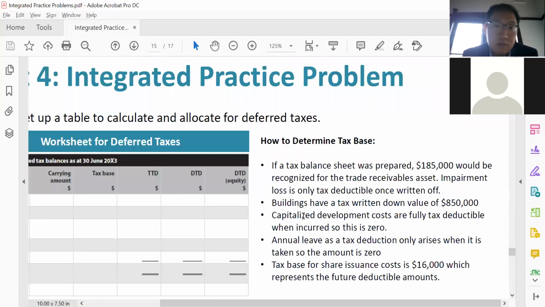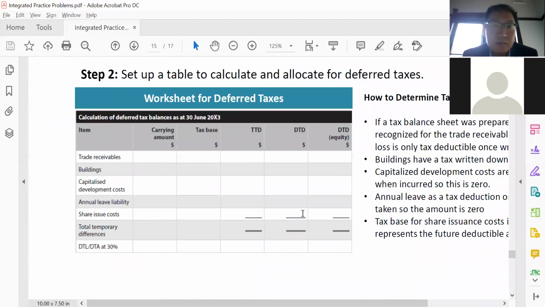Then we need to go on to the next step, which is to think about deferred taxes. So just like we talked about a worksheet for current taxes, we have a worksheet for deferred taxes. So the items here, we need to think about what are the carrying amounts, and what is the tax base. Recall last week that a carrying amount is simply the amount that is recognized for accounting purposes. Now the carrying amount of these items is very easy to find. They're going to be on the balance sheet, because the balance sheet measures items based on accounting rules.